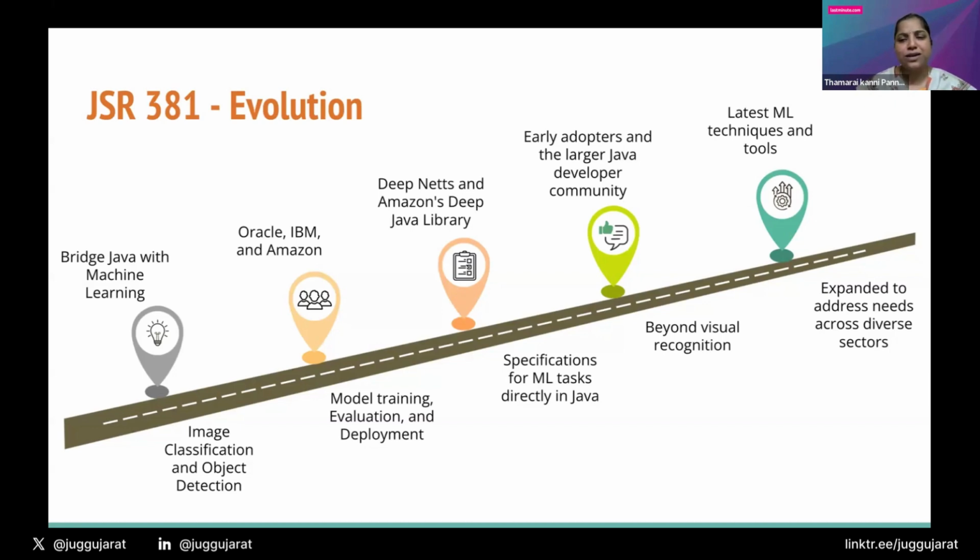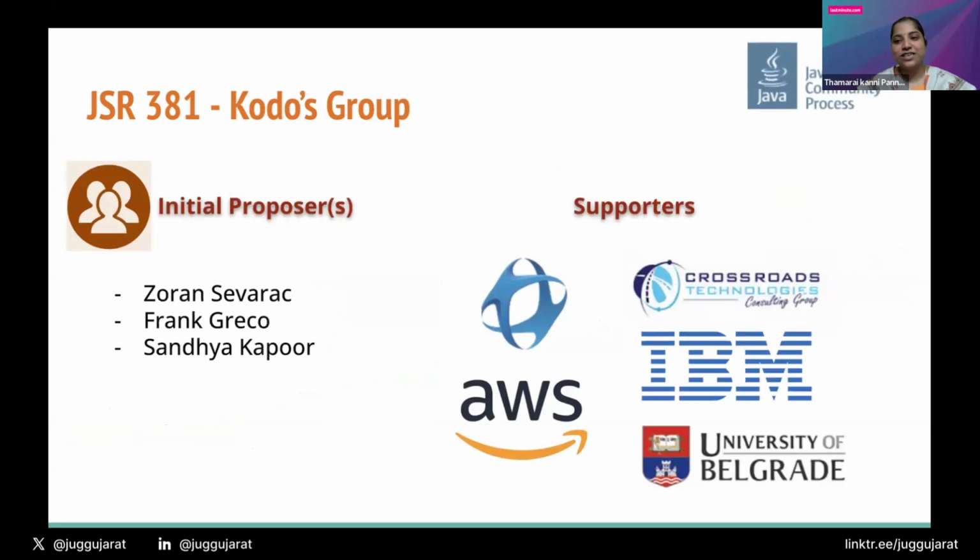We all know that once something is up and running, bringing in a standard format is very difficult. Internally in every company we face this too. So we have the Kudos group, which is the initial proposer. Zoran, Frank, and Sandy are the initial proposers of this. They got supporting hands from DevOps, Amazon, Crossboard, IBM, and Broad. With that, they proposed the JSR in the Java Community Process.